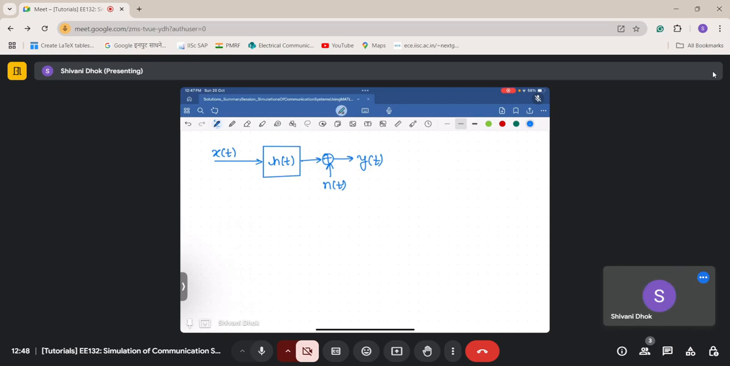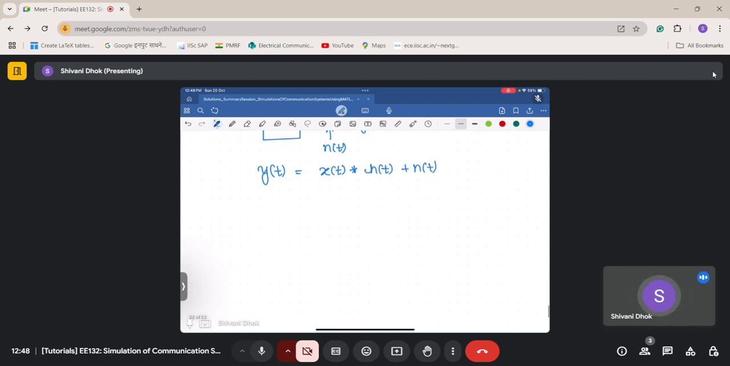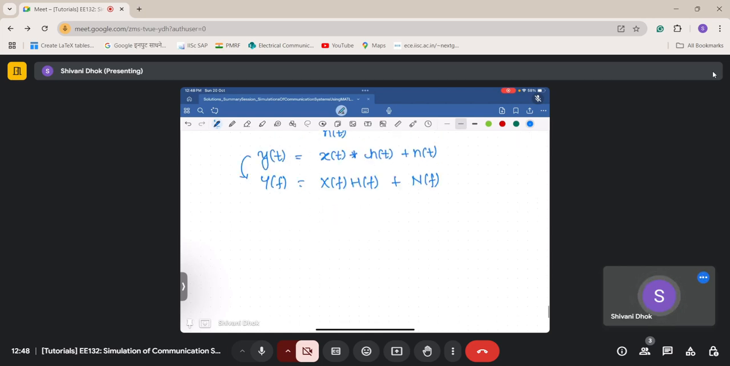Okay, so now what happens is you can model your channel or your receive equation as your x(t) convolved with h(t) plus n(t). So now in frequency domain, it will be Y(f) equal to X(f) H(f) plus N(f). Right, if you take Fourier transform.